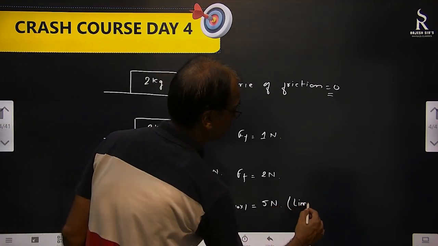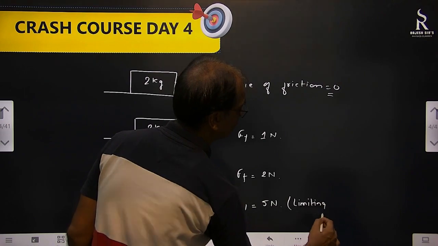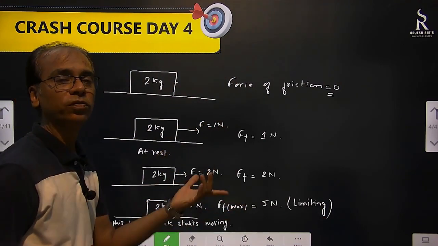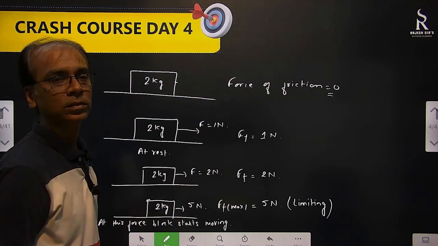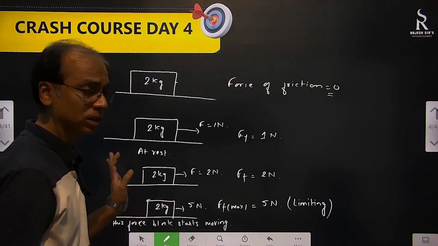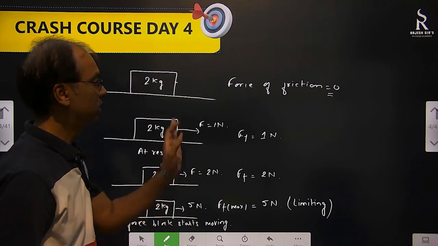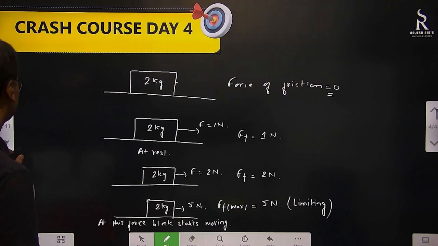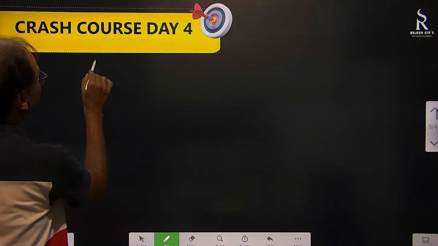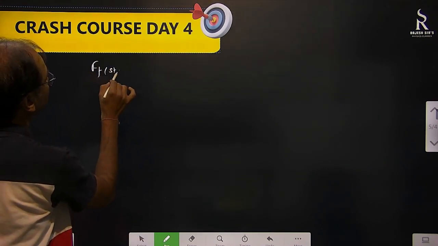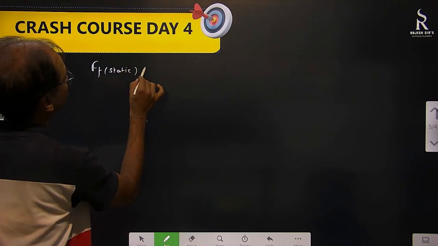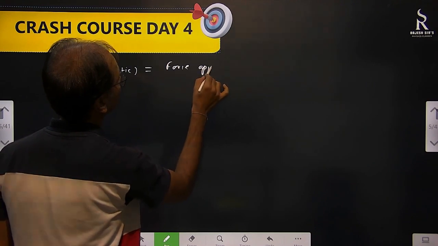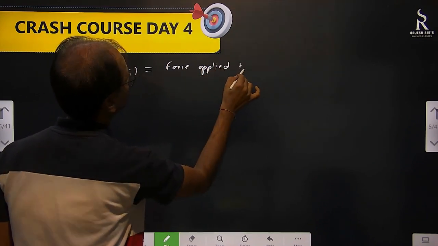So you can see that the same block is there, but the force of friction is 0, 1, 2, 3, 4, up to 5, it was varying. This is all static friction, because the block has not moved. So static friction force is actually equal to the force applied to move the block.